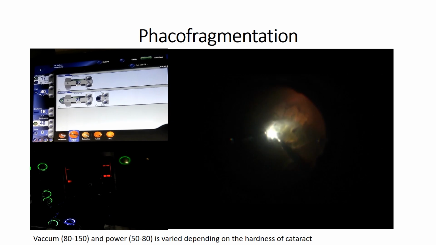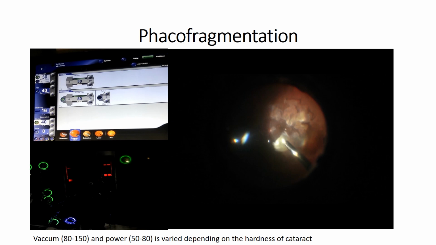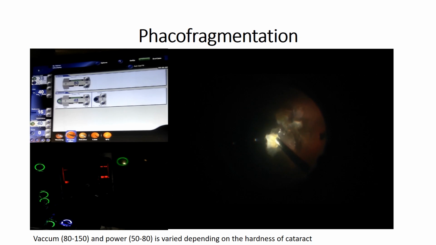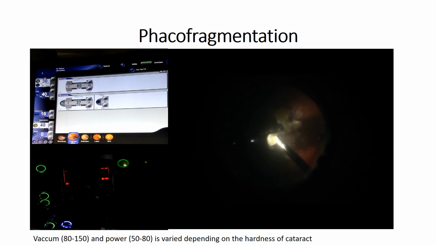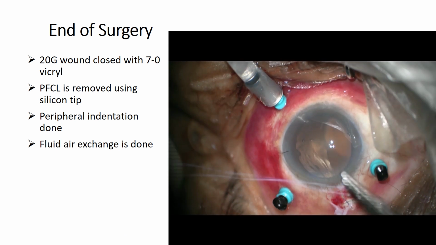Make sure that the nucleus does not fall many times to avoid damaging the retina. Try to keep the nuclear matter at the tip of the phaco-fragmatome as much as possible.